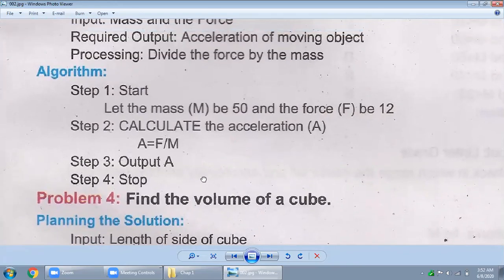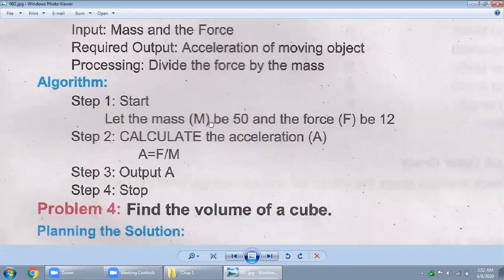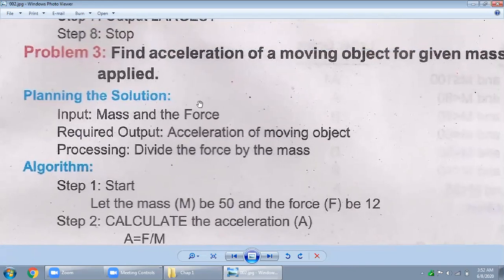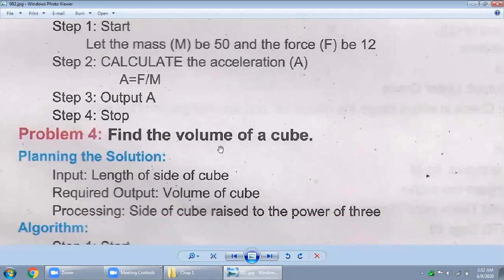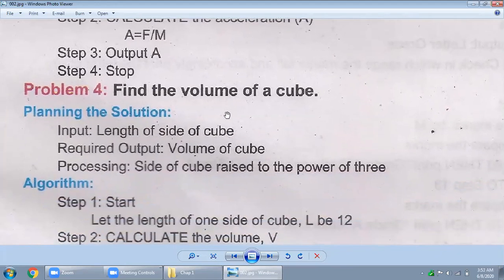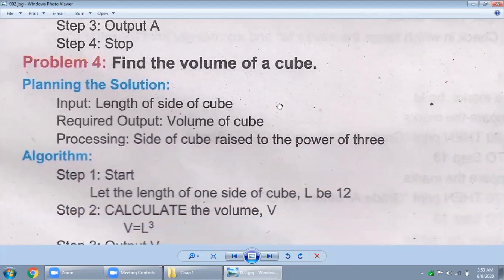Before solving these types of questions, one thing must be remembered. In problem number 3, find the acceleration of a moving object. If you know the formula, you can solve the algorithm and problem very easily. Similarly, problem number 4, find the volume of a cube. If you know the formula for the volume of a cube, you can calculate it. Otherwise, it is useless to try to solve this question.